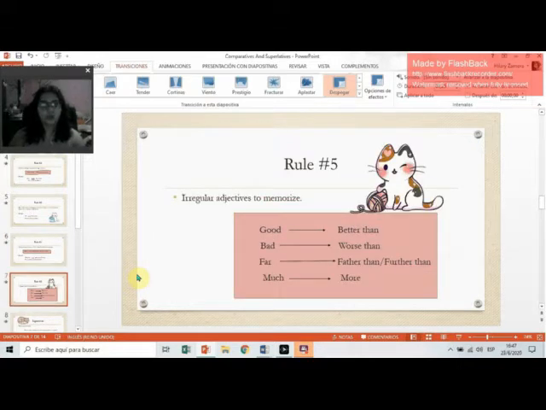Rule number 5. Irregular adjectives to memorize. Well, we are going to use better than in place of good. So good, better than; bad, worse than; far, farther than or further than. You can use both. And much, more.